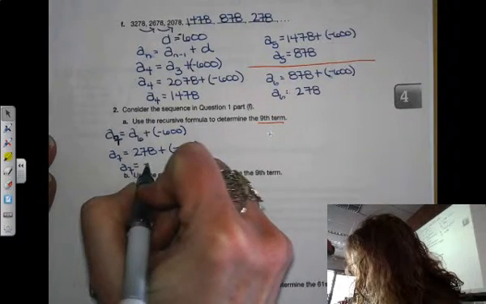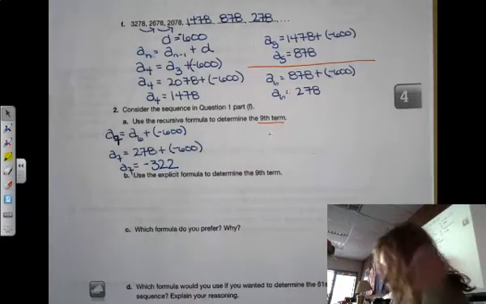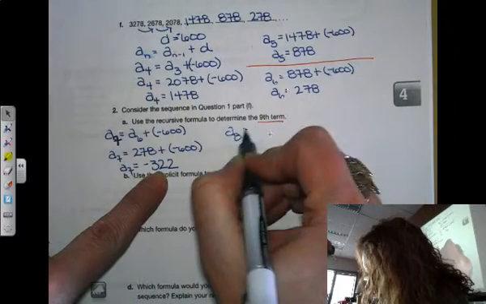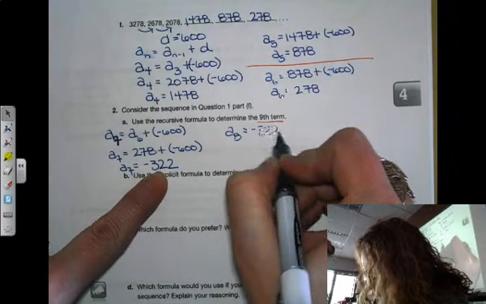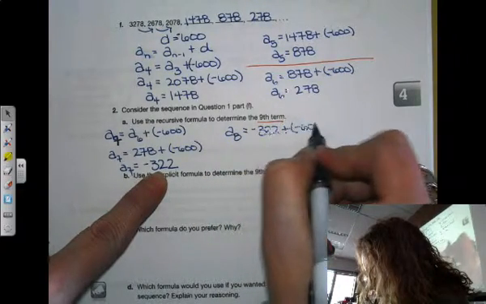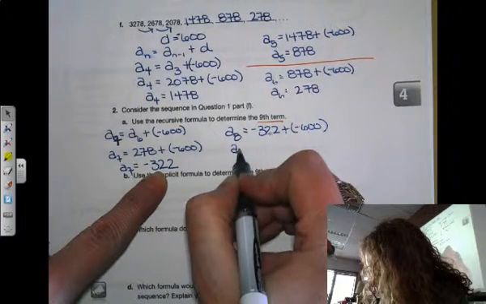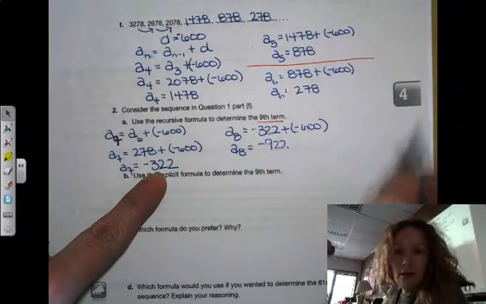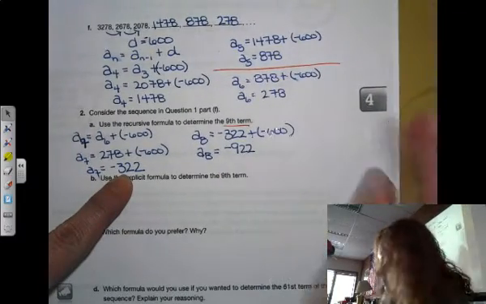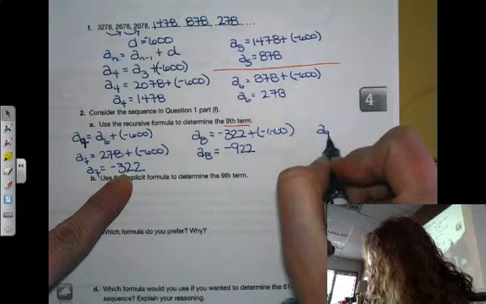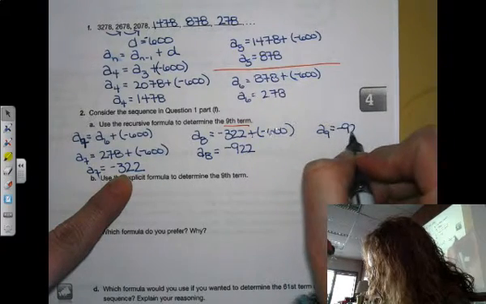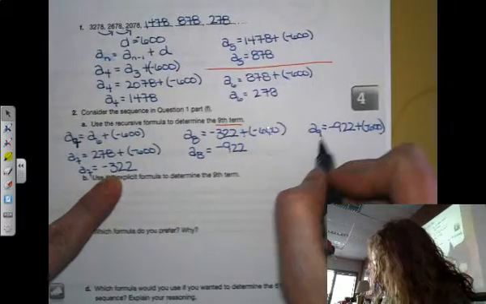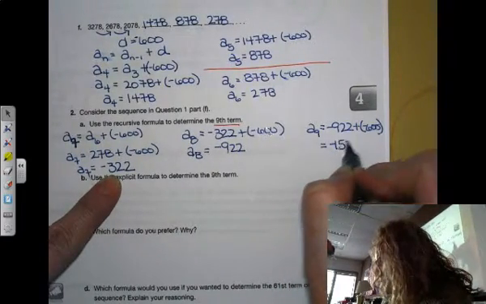Woohoo! Negative 322. So then once we get that, we can say the 8th term is equal to negative 322 plus a negative 600. So that's going to be negative 922. Then the 9th term will be negative 922 plus negative 600, which would be negative 1522.